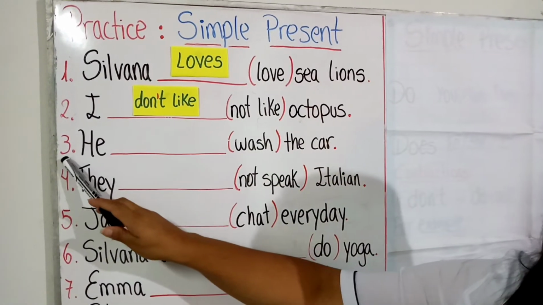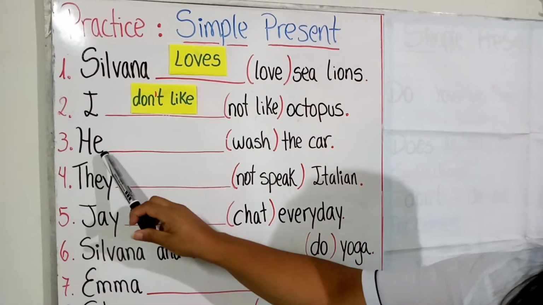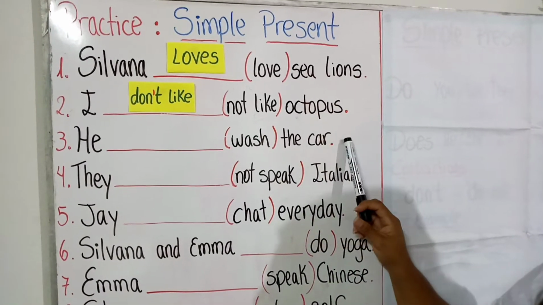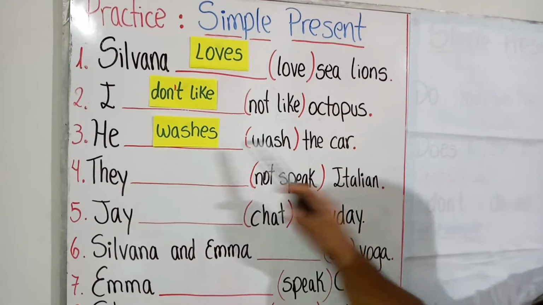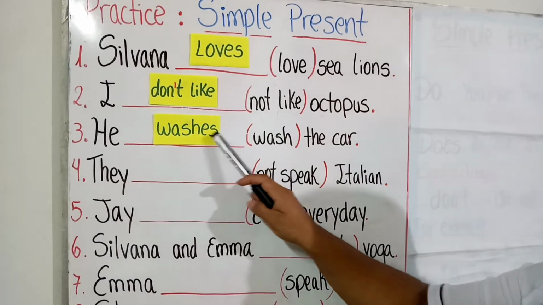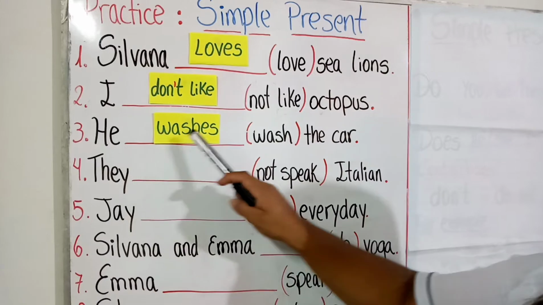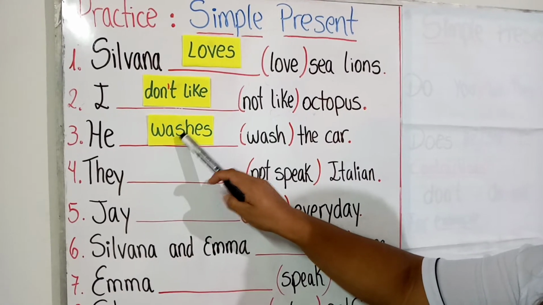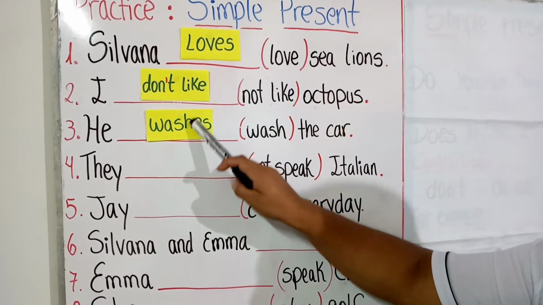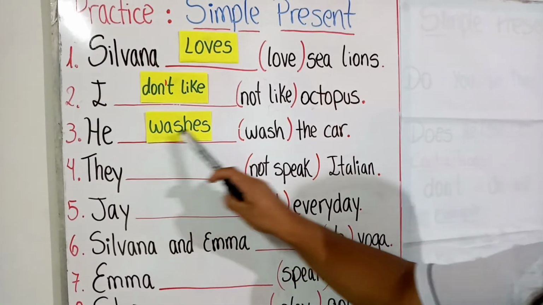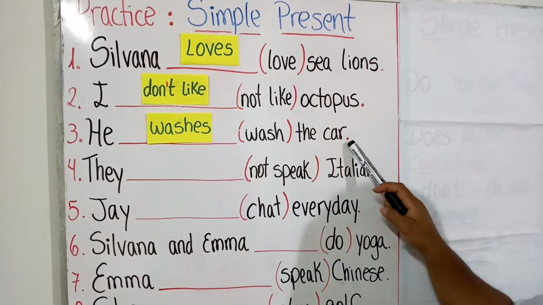Okay, let's go to number 3. Here we have he washed the car. What do you think is the answer? Yes, the answer is washes, because we are talking about he and the verb ends in S and H. So according to the rule, I have to add ES. So the answer is he washes the car.